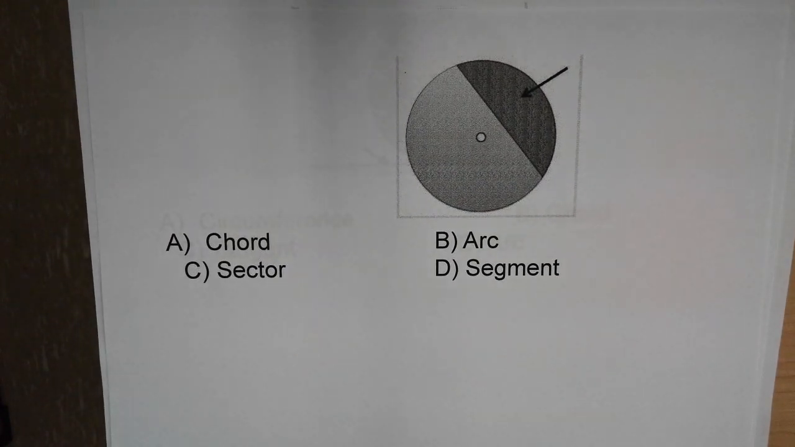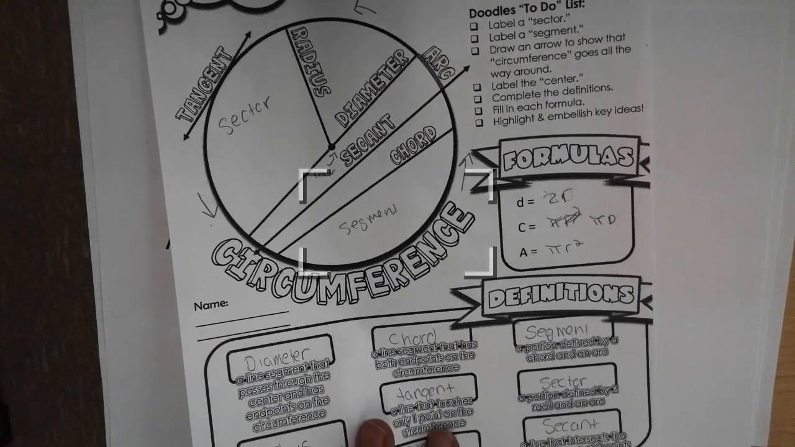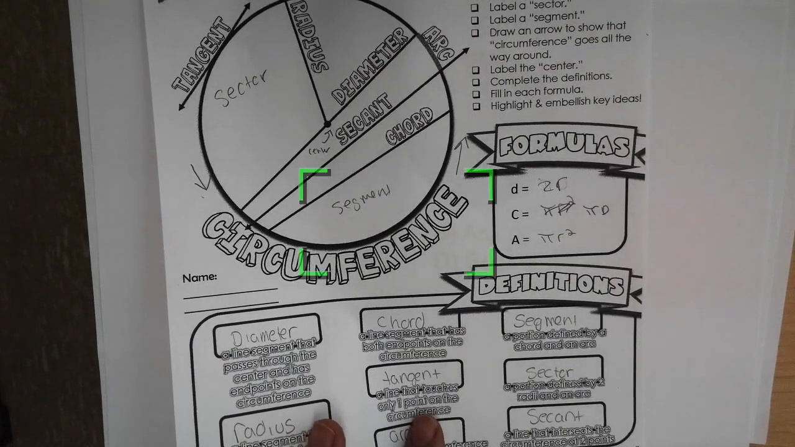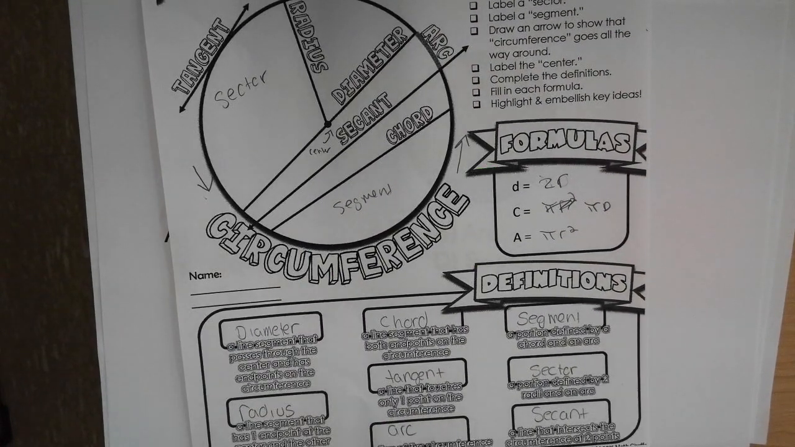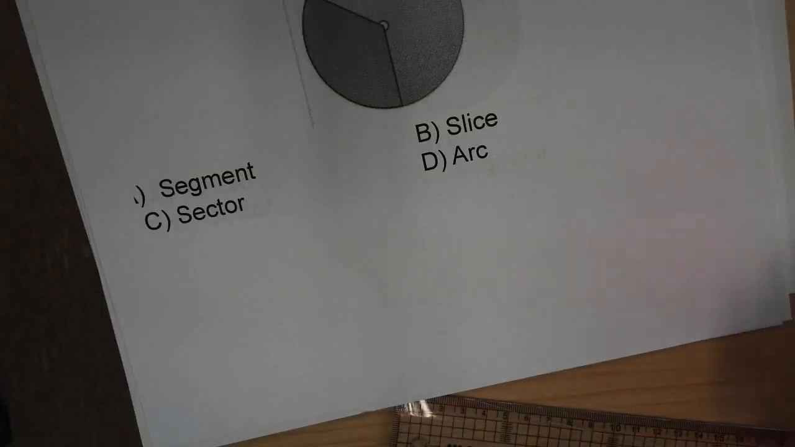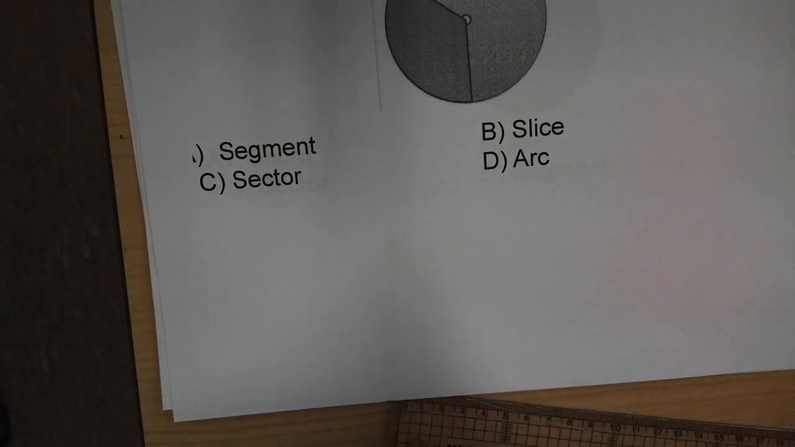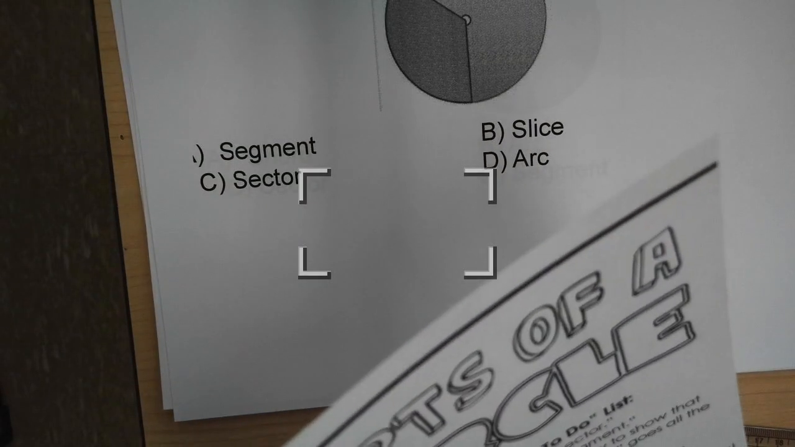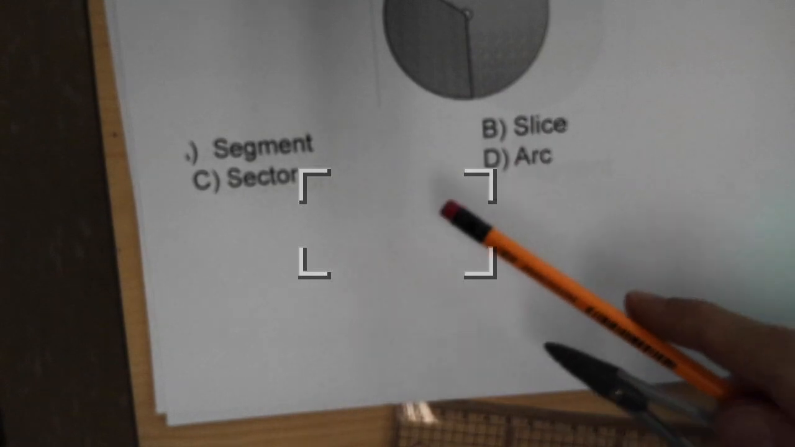What's the following? Well, if you remember, a portion defined by an arc and a chord is called a segment. A sector is a portion defined by two radiuses and an arc. You can see that here. So we're looking at a sector here.